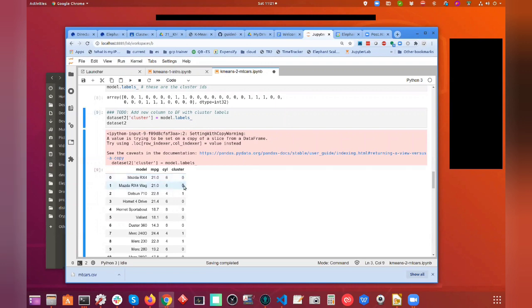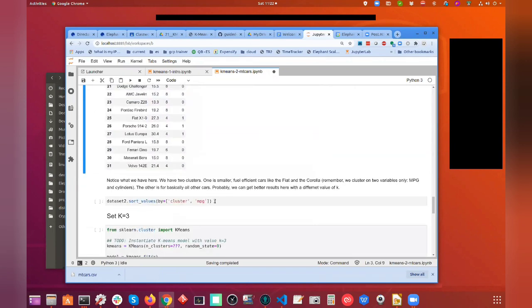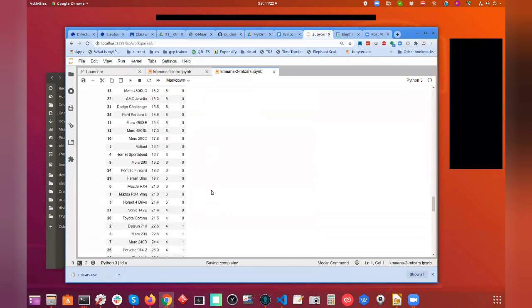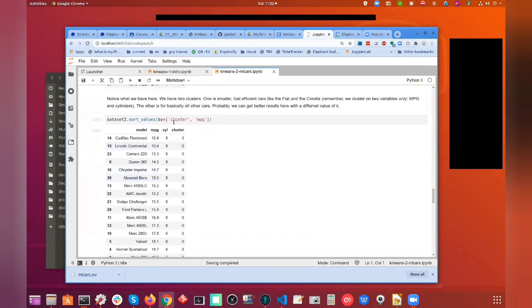This is not a binary prediction. Again, I keep saying this, because you need to understand this is just a cluster number. This data belongs in cluster number 0, this is in cluster number 1, and so on and so forth. So let's sort this data by our cluster. Let's look at the data. I'm sorting by cluster first, then I'm sorting by MPG just so it looks clean.